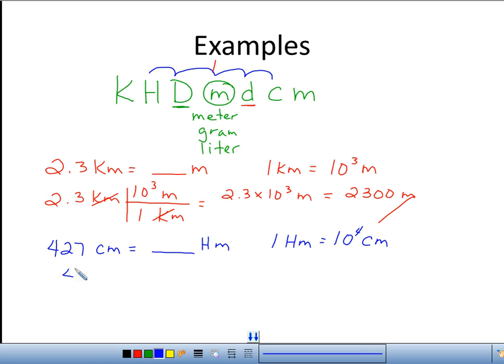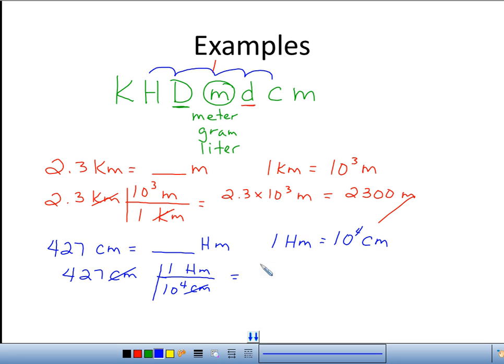So now I'm going to use that relationship, and I'm going to say 427 centimeters times 10 to the 4 centimeters in 1 hectometer. And I'm just going to see my units cancel out, so I'm correct in the setup. My larger unit has a 1, which means I'm correct in my ratio. And now I just have to do the math. 427 times 1 divided by 10 to the 4.